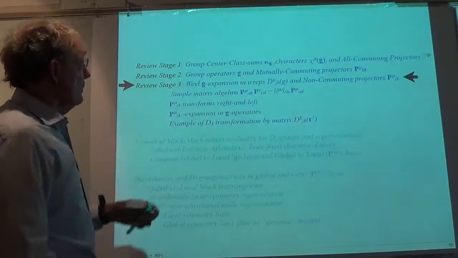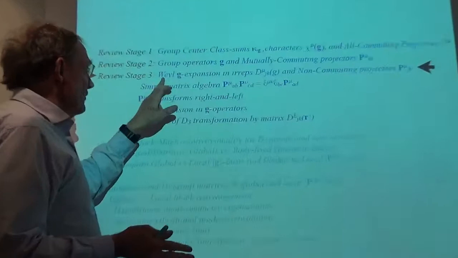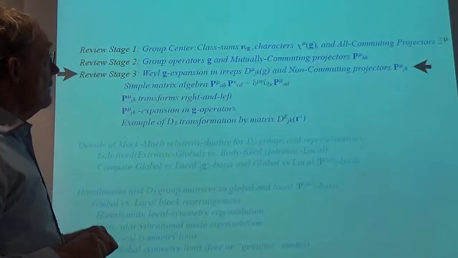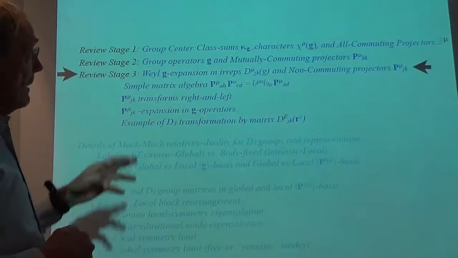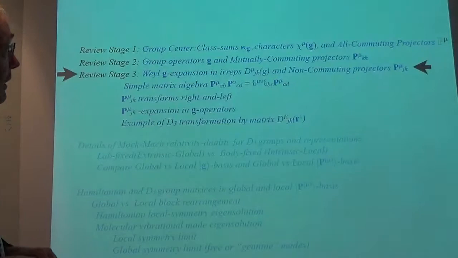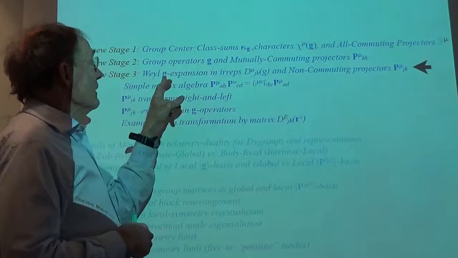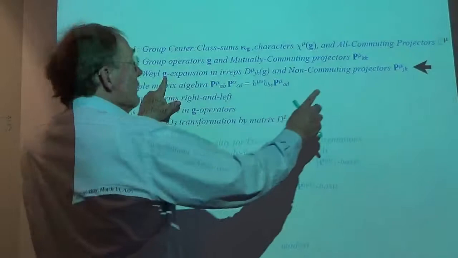Here's stage three, which some people call the Peter-Weyl. I don't know much about Peter, but Hermann Weyl is certainly very much a progenitor of physics group theory, so I'll mention his name from here. So we're going to do now an expansion of each group element, of which there are six, and we're going to come up with six projectors of some kind.